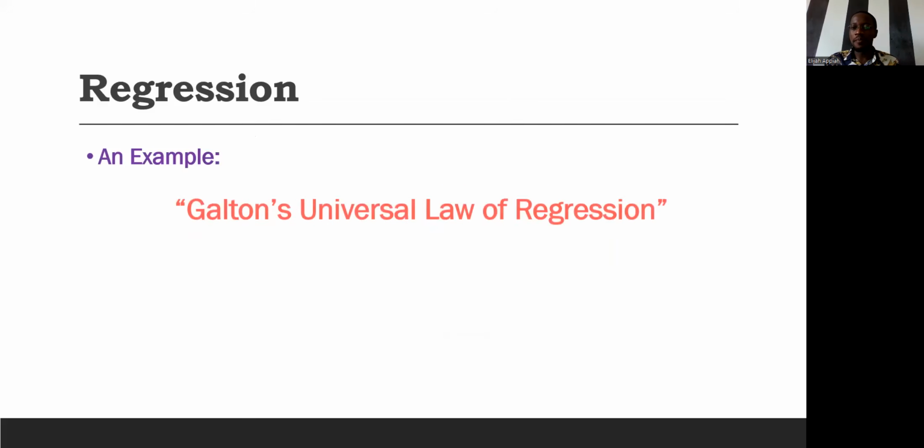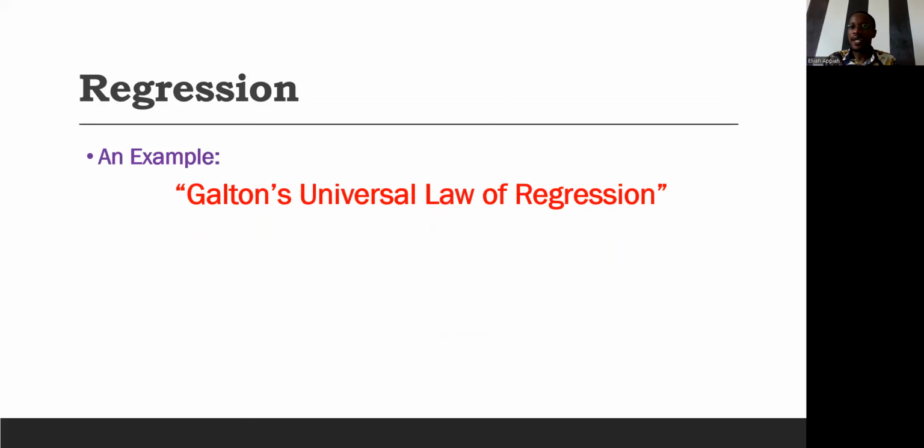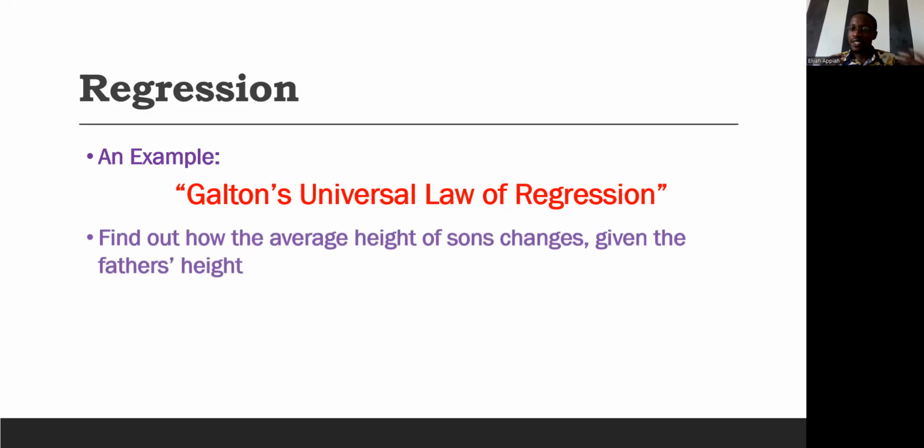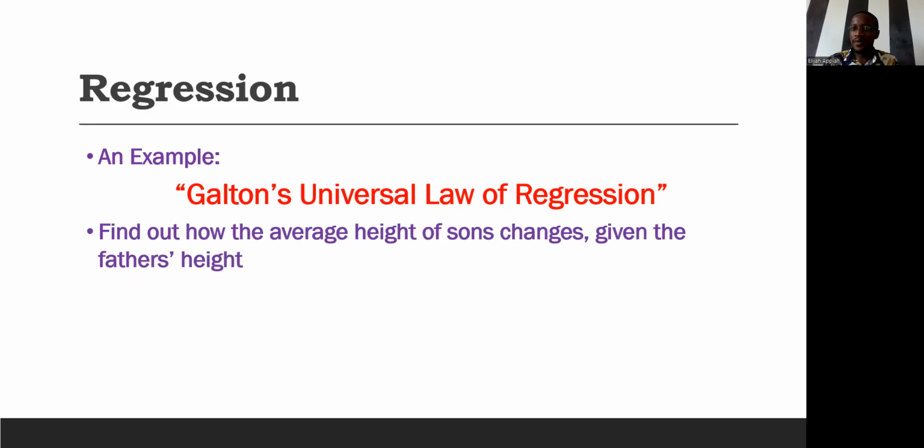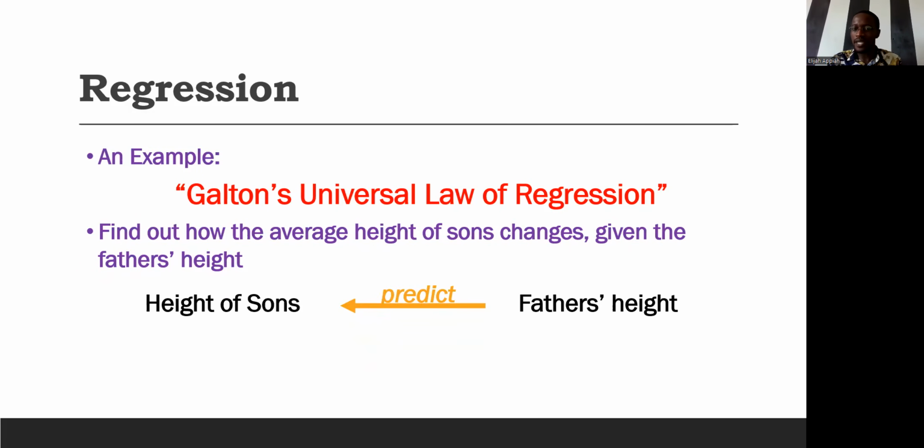So a typical example is attributed to Francis Galton. He actually started this regression thing. Now, he had something we call the universal law of regression. It had to do with height. He was interested in finding out how the average height of sons changes given the father's height. In such a case, he would want to use data on the father's height, or the known values of the father's height, in order to predict the average height of sons.